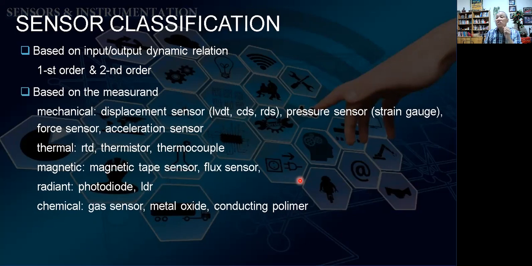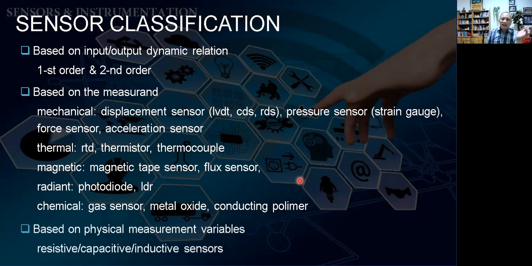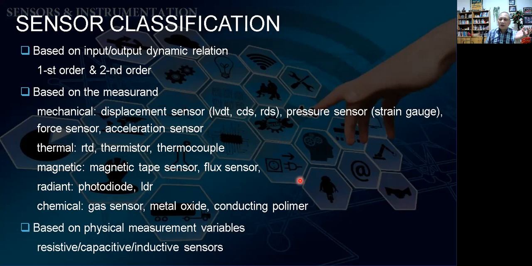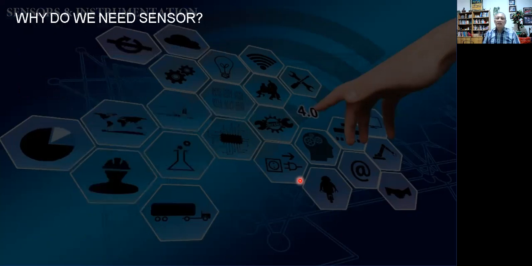And then based on the measurement. We're talking about mechanical: displacement sensors, LVDT, compact displacement sensor, or reflective displacement sensor, pressure sensor, strain gauge, force sensor, acceleration sensor. Thermal: RTD, which I mentioned, resistance temperature detector, thermistor, thermocouple. Magnetic. Radiant: photodiode, this is like a ray. And then chemical: gas sensors. And then based on physical measurement variables, how it varies: resistive, capacitive, inductive sensors. So these are the sensor classifications.